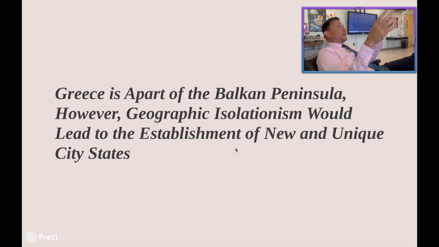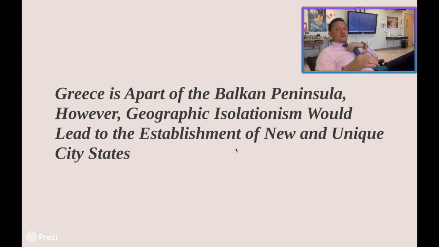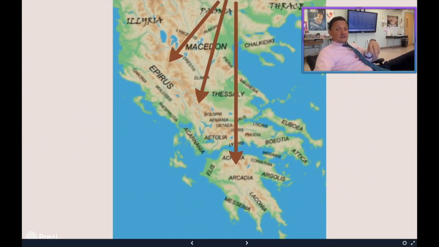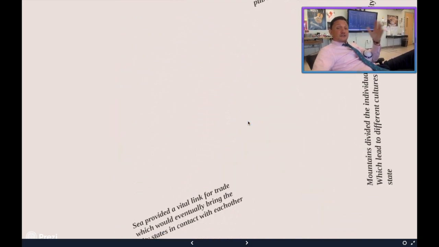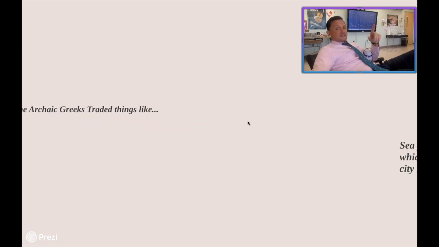Now, speaking of the Balkan Peninsula down in southern Europe, we do know that geographic isolationism is going to lead to the establishment of new and unique city-states, right? Now, the 2 most famous ones being this, where'd he go? Well, they're actually located right about down here, and then the other one's located right about up here, all right? But anyway, as you can see, the mountains cover the entire area. We already know that. This is important, though.